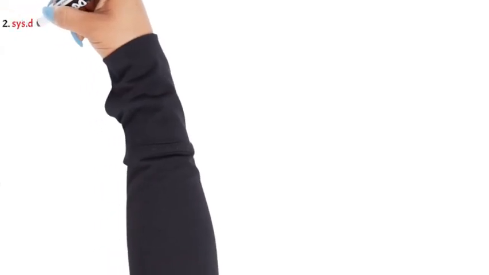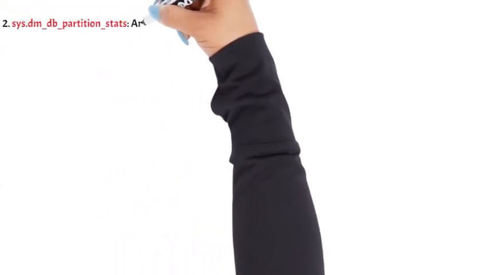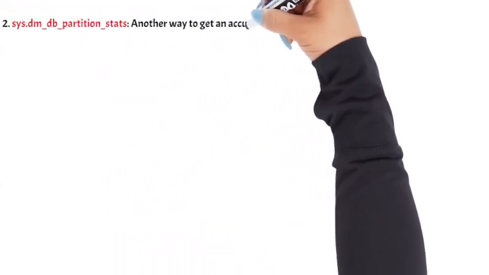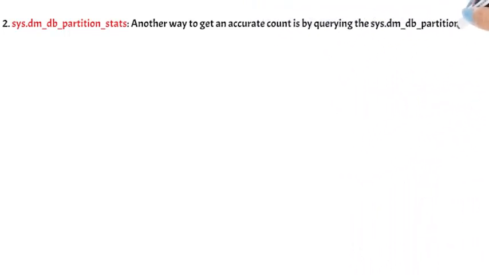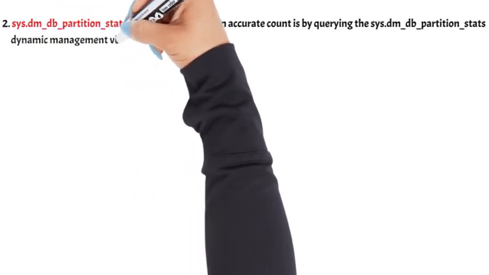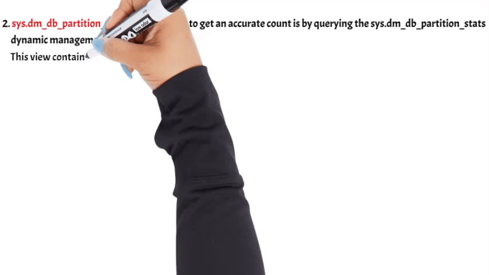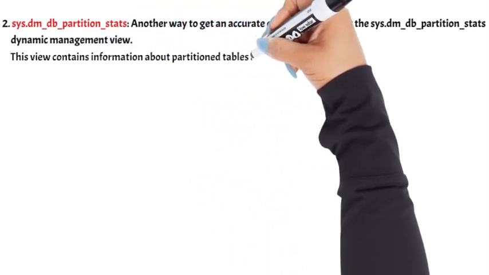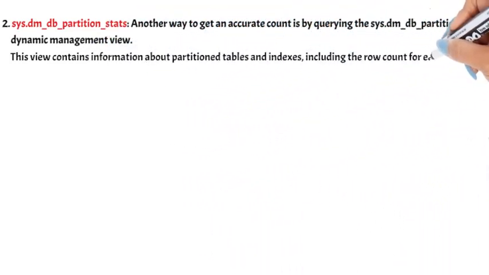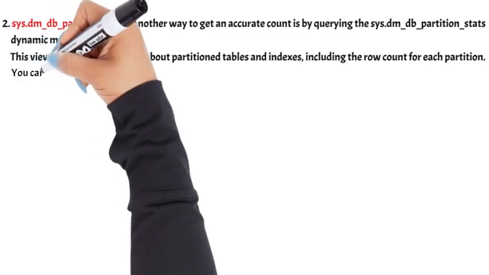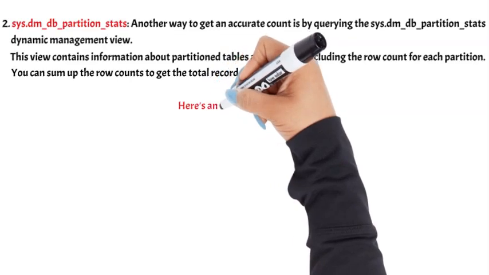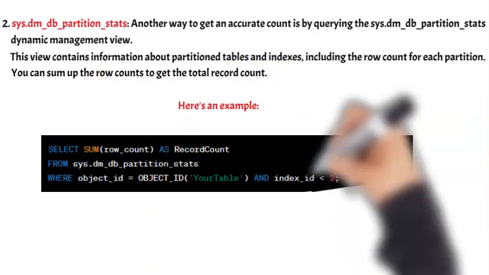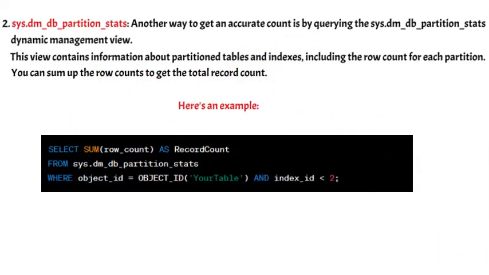2. sys.dm_db_partition_stats. Another way to get an accurate count is by querying the sys.dm_db_partition_stats dynamic management view. This view contains information about partition tables and indexes, including the row count for each partition. You can sum up the row counts to get the total record count. Here's an example. This query will give you the total record count for the specified table.